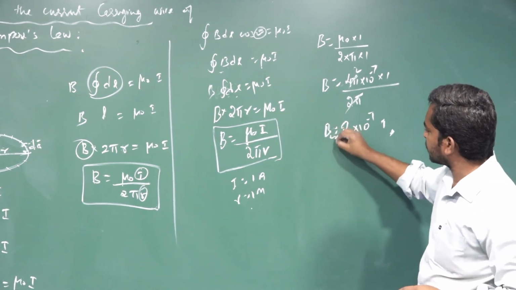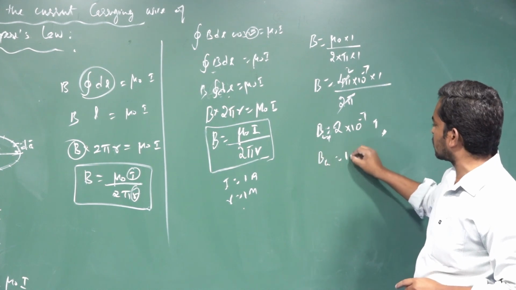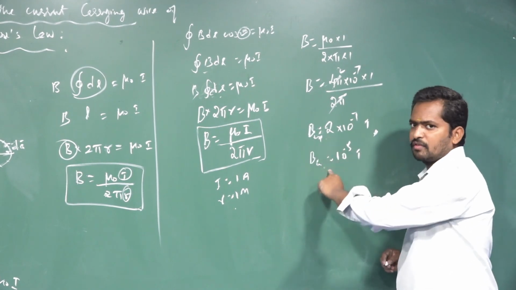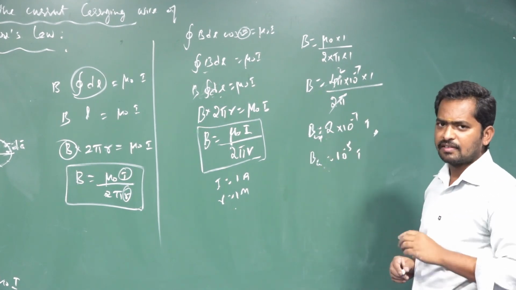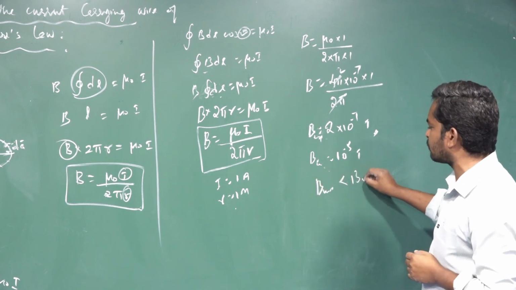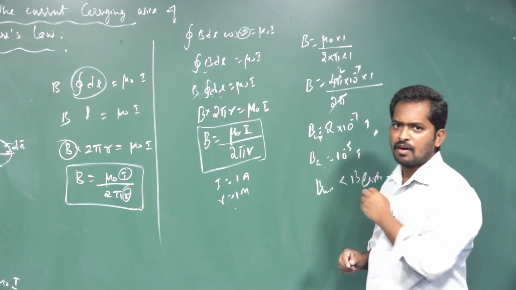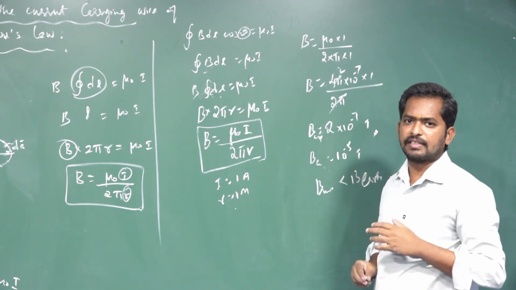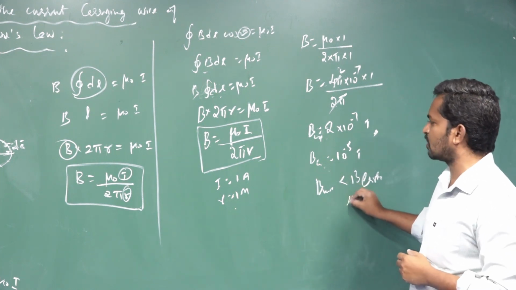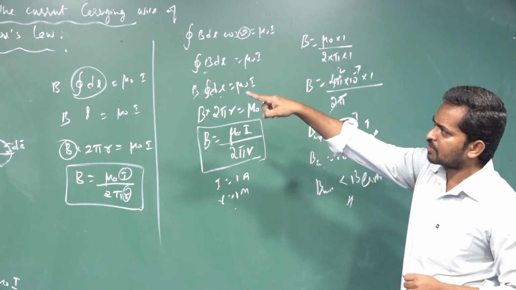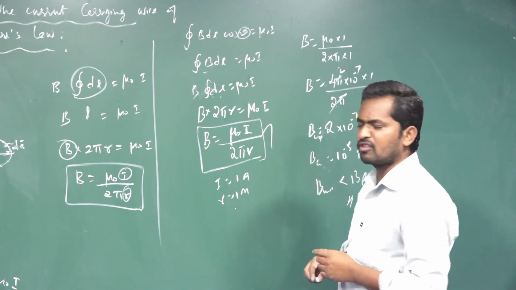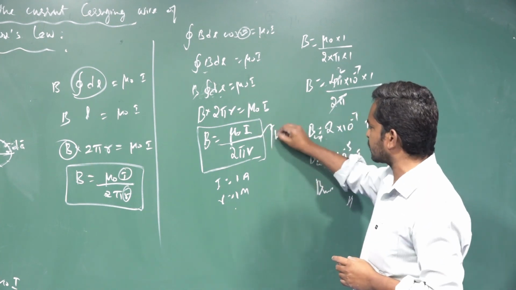This is for the wire. The Earth's magnetic field is almost 10 power minus 5 Tesla. Comparing these two, the ratio is almost 100 times, which means B wire is less than 100 times B earth. The magnetic field of the wire is lesser than 100 times the magnetic field of the Earth. This is a very important comparison. So the magnetic field due to a current carrying wire of infinite length using Ampere's law is B equal to mu naught I divided by 2 pi R Tesla.